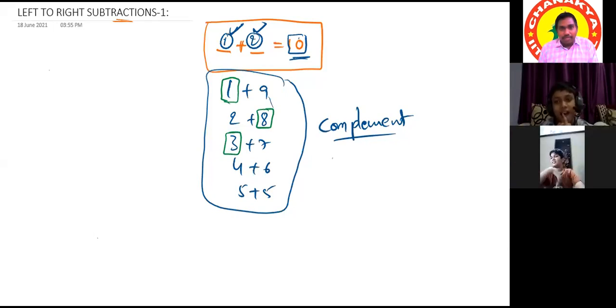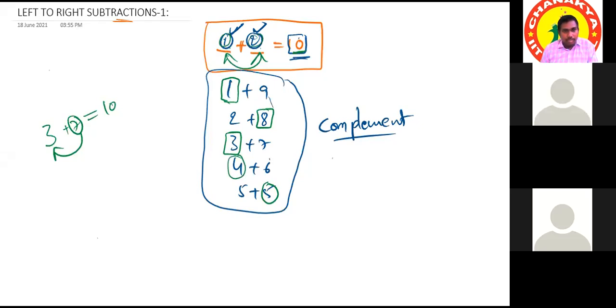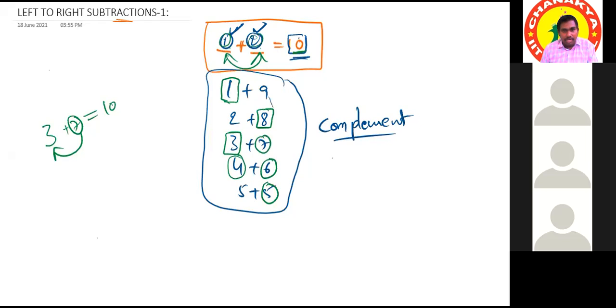See, with the two numbers we are forming 10, which means they are the complement of each other. So how much more do we need to add to 3 to get 10? 7. 7 is the complement of 3. 5's complement? 5. 4's complement? 6. 6's complement? 4. 7's complement? 3. 2's complement? 8. 9's complement? 1. Yeah. Now see.